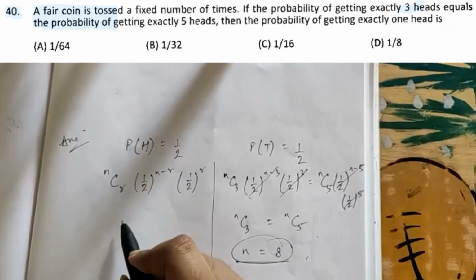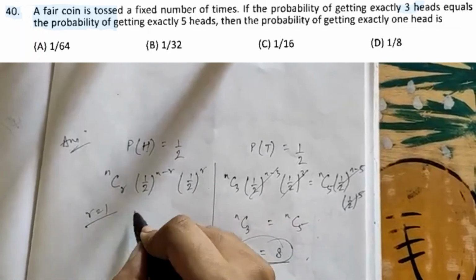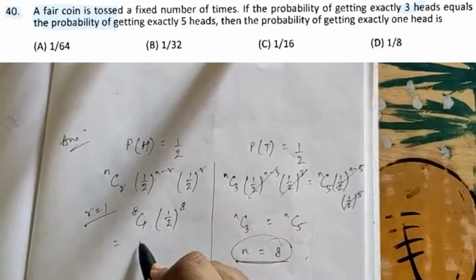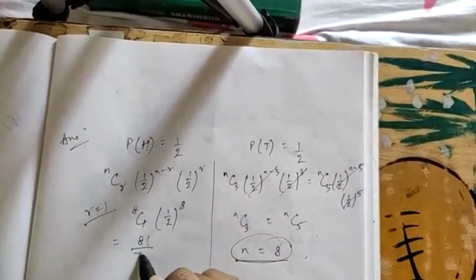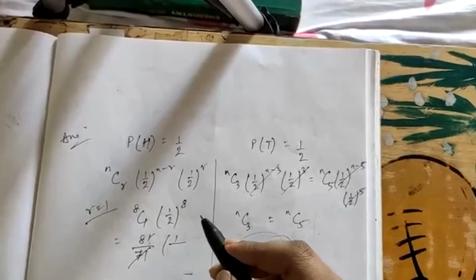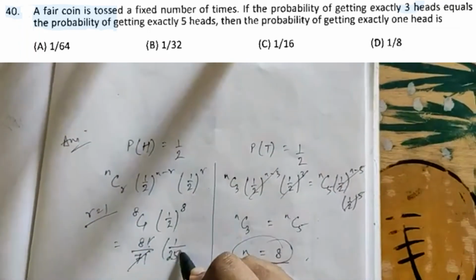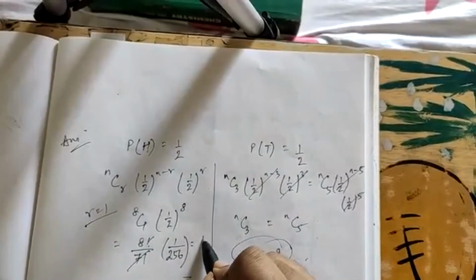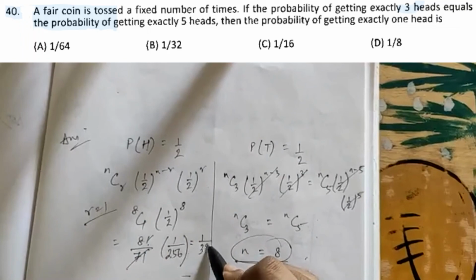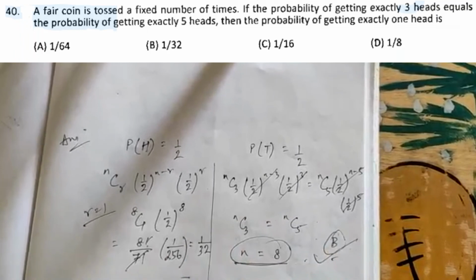Then they are asking the probability of getting exactly one head, that means r is equal to 1. So in that case 8C1 into half to the power 8. 8C1 means 8 factorial by 7 factorial, that means 8, into 1 by 2 to the power 8, which is 256. So it will come as 1 by 32. Option B will be the right answer. So we are done with 40 questions till now.